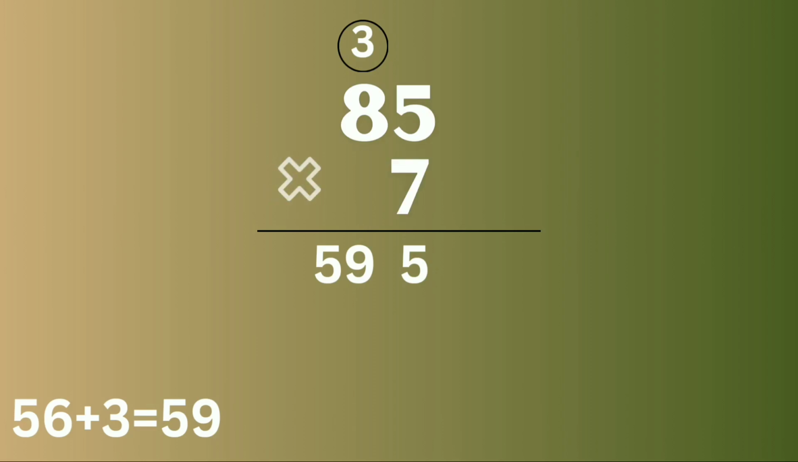85 multiply by 7. 7 fives are 35. 3 is carry. 7 eights are 56. Add 3 equal to 59. The answer is 595.